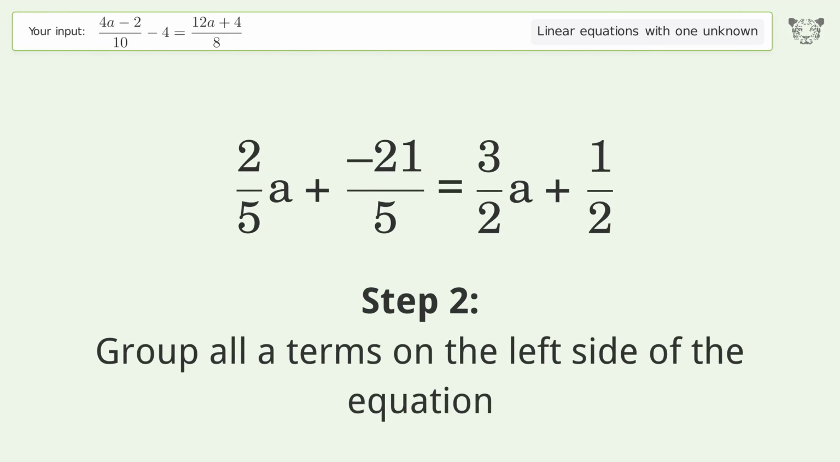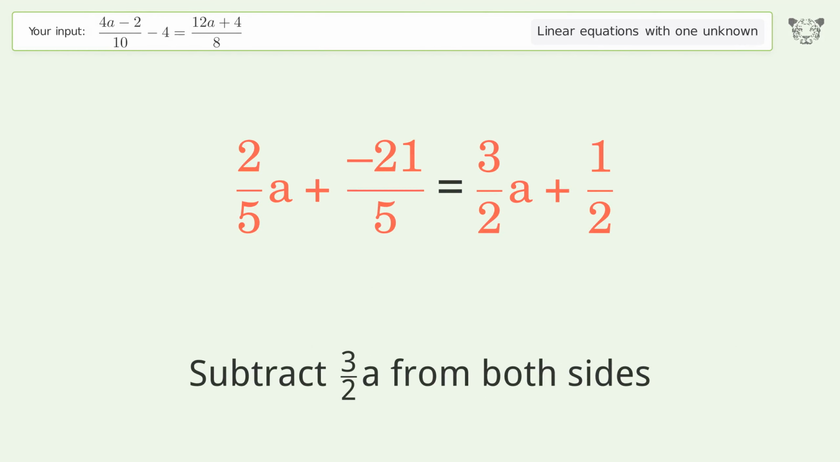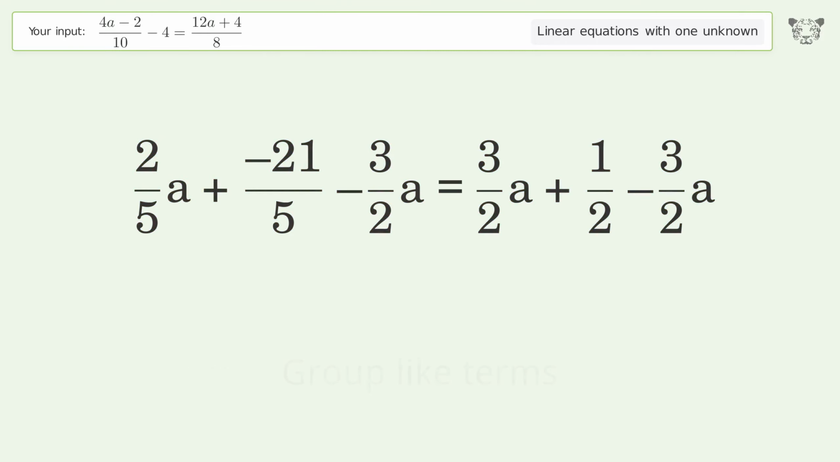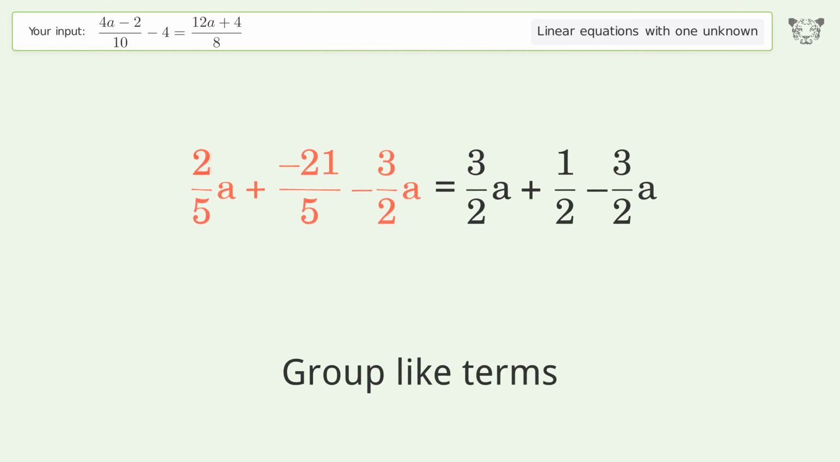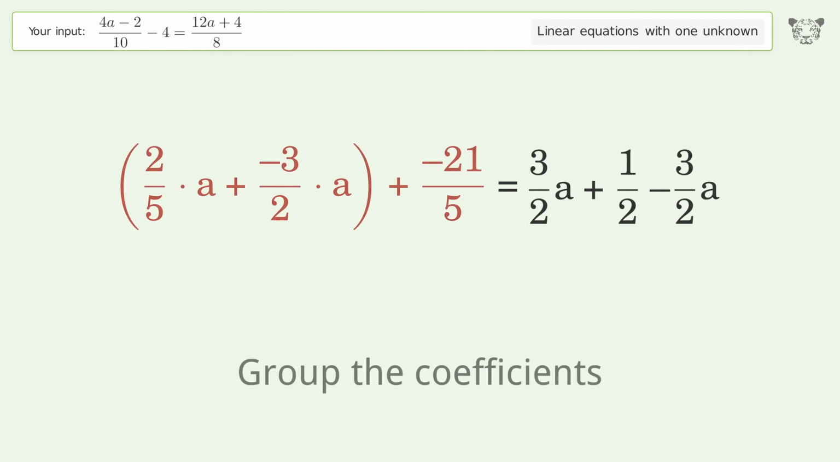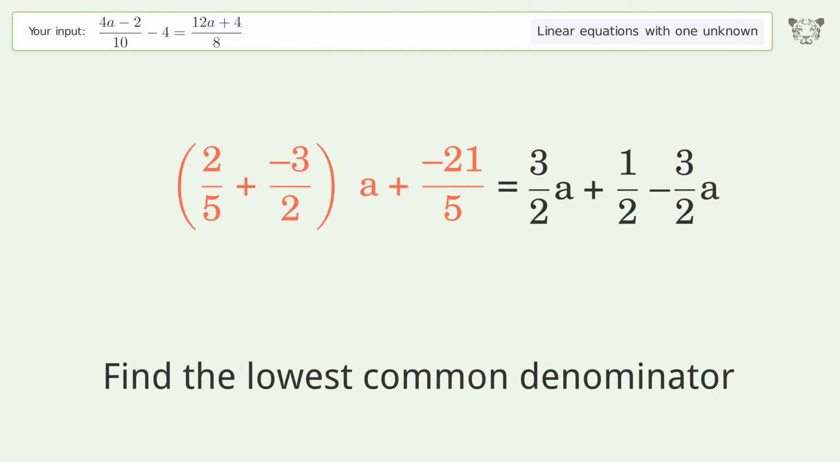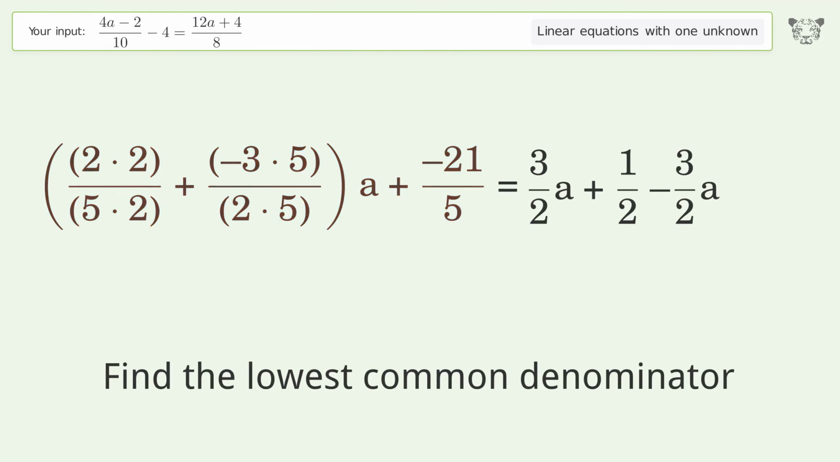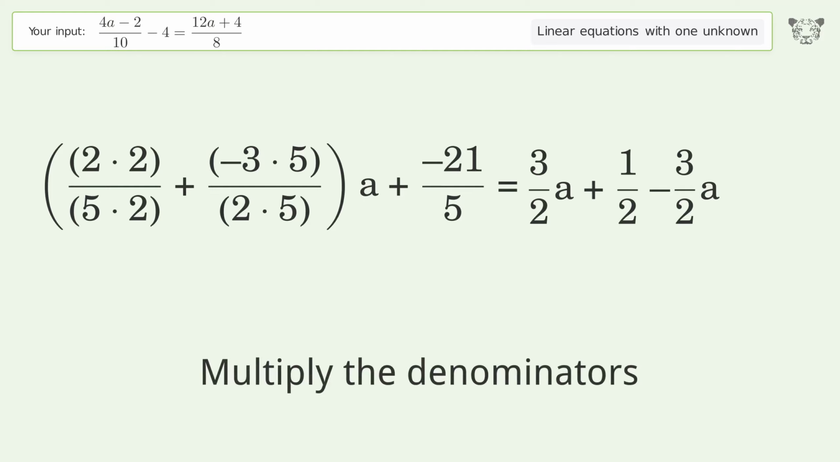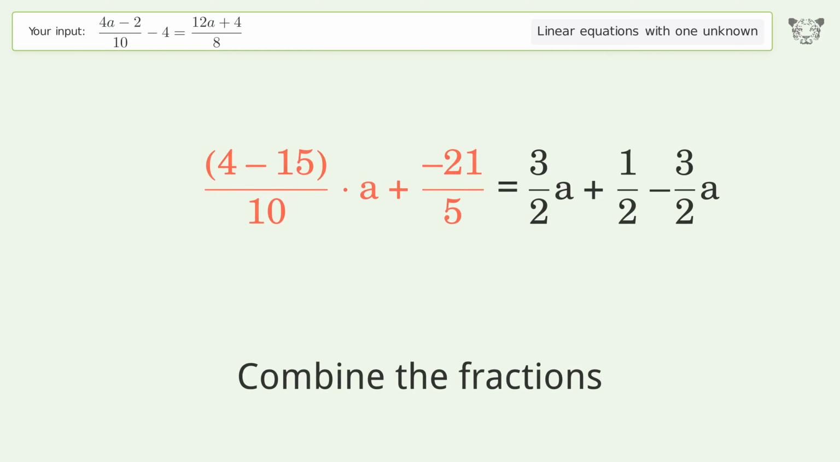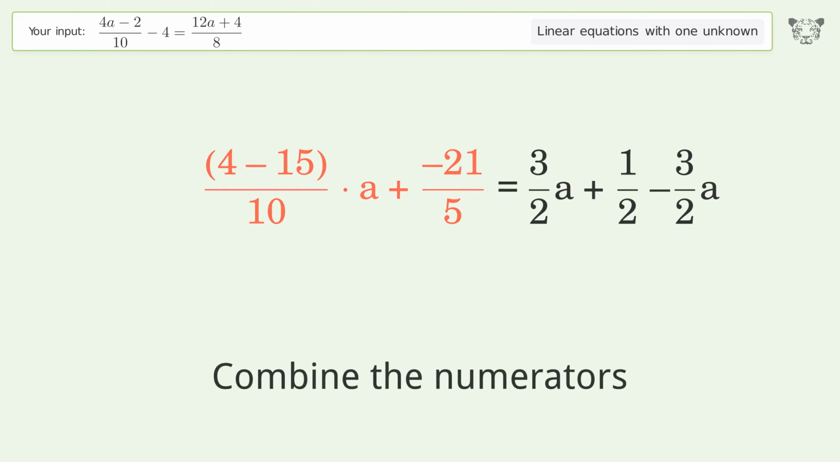Group all a terms on the left side of the equation. Subtract 3/2a from both sides. Group like terms. Group the coefficients. Find the lowest common denominator. Multiply the denominators. Multiply the numerators. Combine the fractions. Combine the numerators.